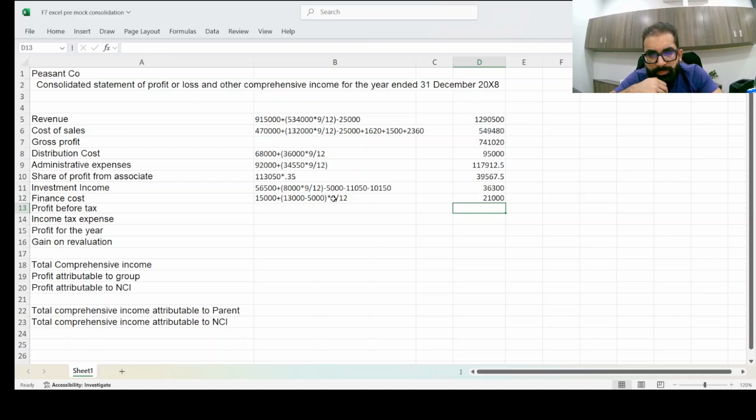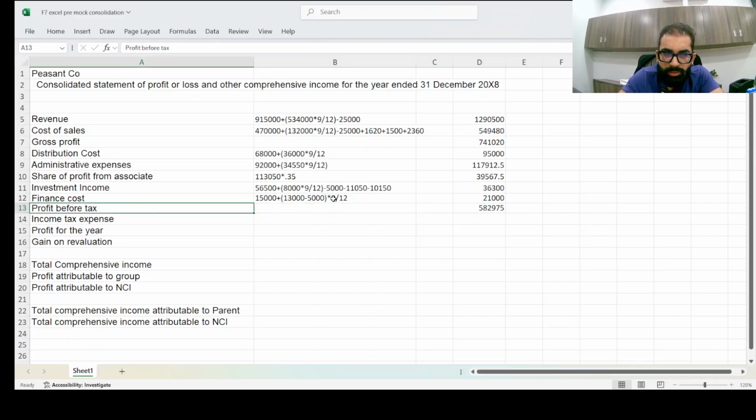Okay, now you will come to know the profit before tax. How to calculate profit before tax? Equal to, first, gross profit. A few things we have to subtract; I have written everything positive, so be careful, this is Excel. Distribution costs and admin costs are expenses, so these will be deducted. Plus associate share of profit will be added, then interest income plus, then you have finance costs which you are going to subtract. So 582,975 is your profit before tax.